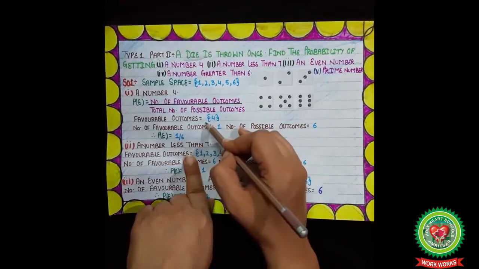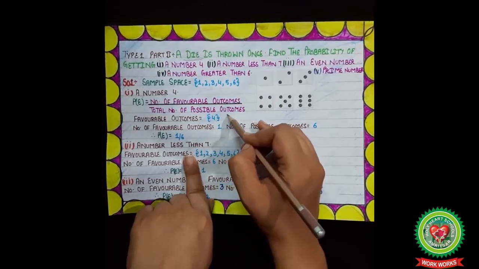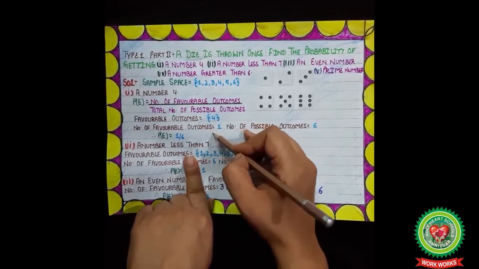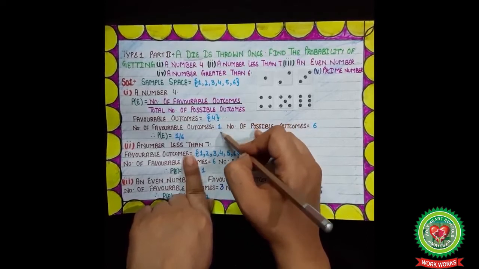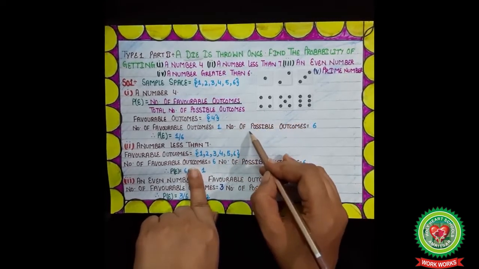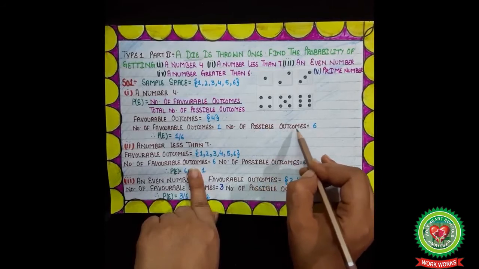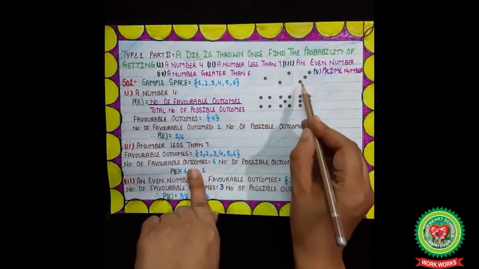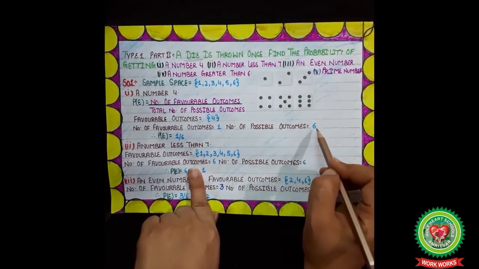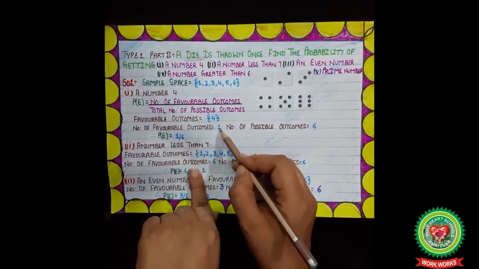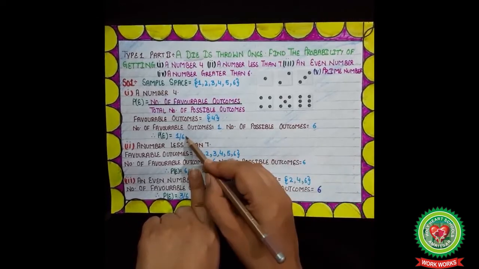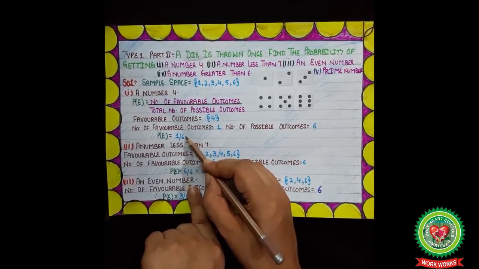So favorable outcome is equal to 4, and number of favorable outcomes, count. It is 1 only. So write here 1. And how many possible outcomes are there? 1, 2, 3, 4, 5, 6. So here it is 6. Therefore P(E) is equal to 1 upon 6. So this is part number 1.